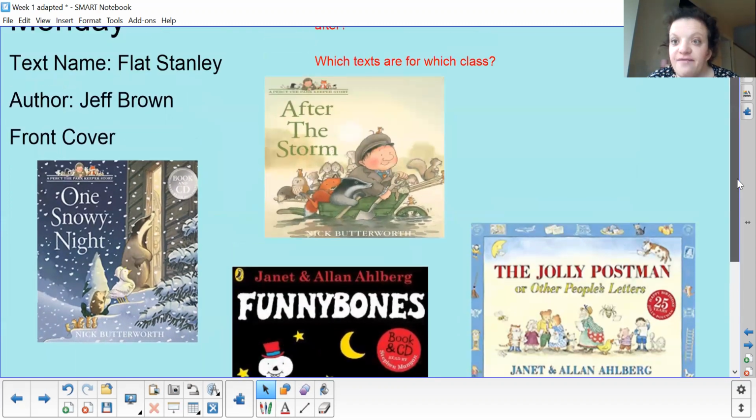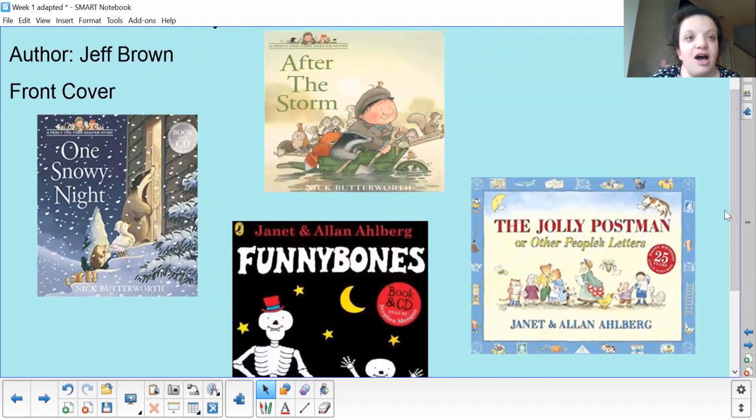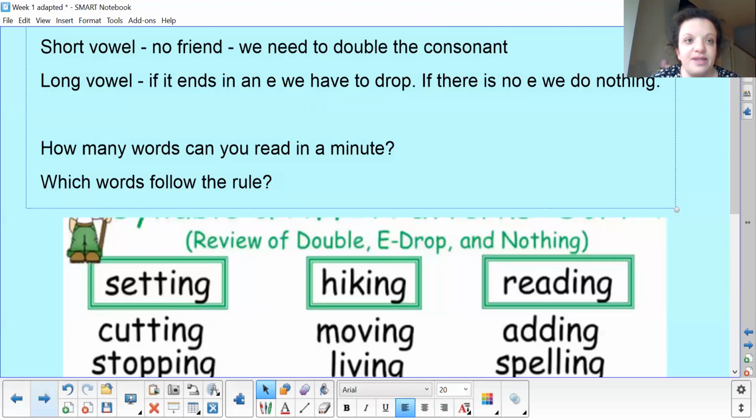So have a little research, have a little think, talk to your families and see if you can find any other books which are written by Janet and Alan Allberg for Allberg class and Nick Butterworth for Butterworth class. Okay, let's get on with our learning today.